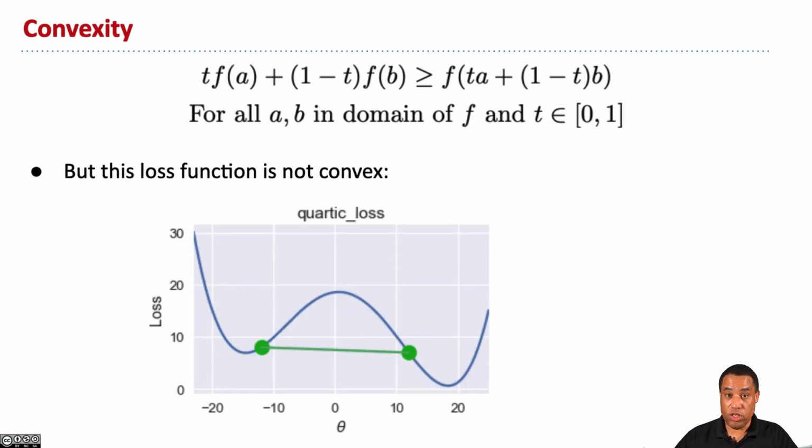Here's a loss function, the one that we looked at earlier, the quartic loss, that is not convex. And you can see here we have some points that are below and some points that are above that line.